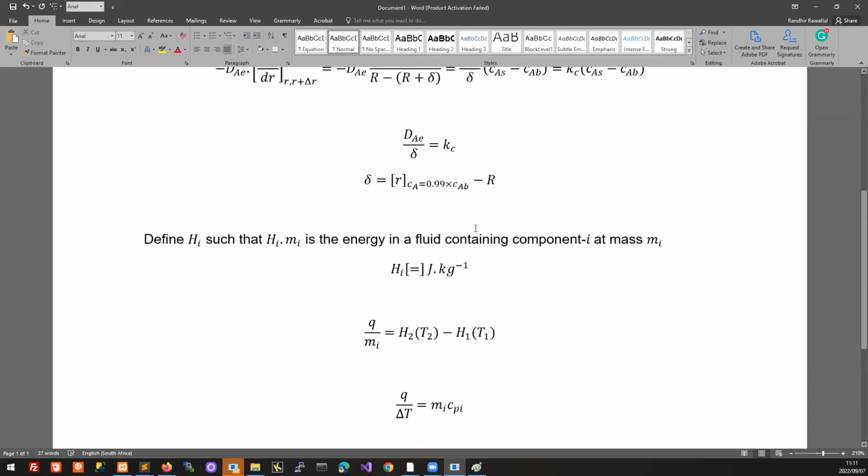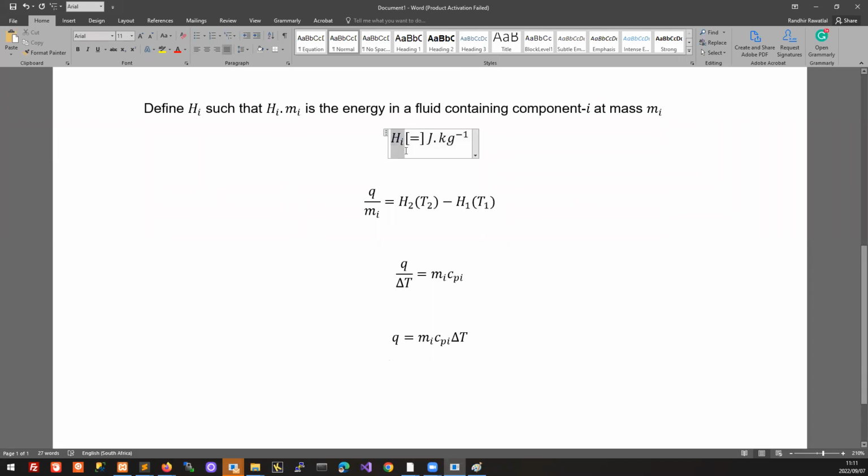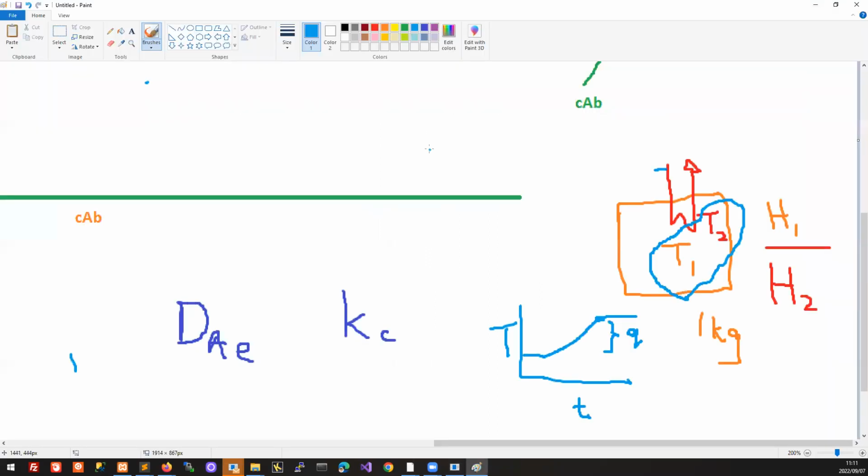And now we have introduced the notion of enthalpy, and that is also the energy content of our fluid. So our enthalpy, let's save this.